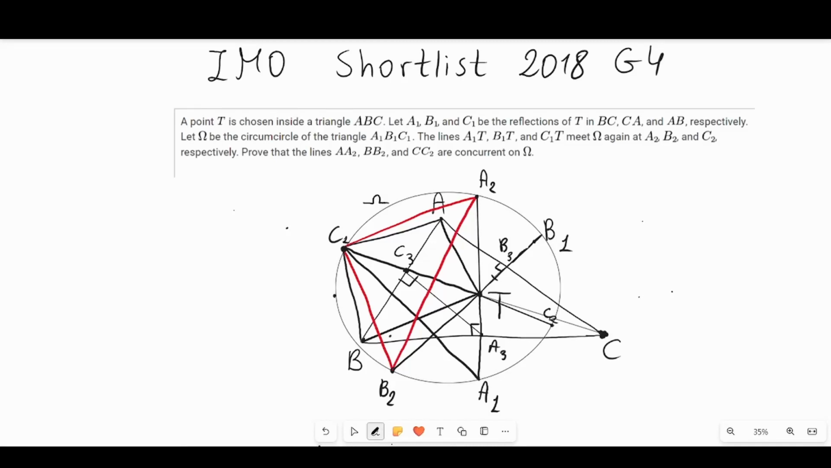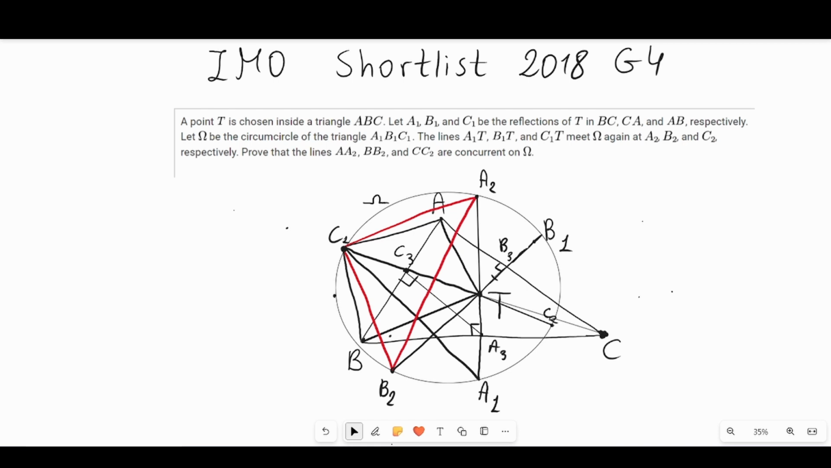Hello, today I will solve IMO Shortlist 2018 G4. This problem was given to me at my last TST and I solved it very fast, and it gave me a chance to become a member of my team and represent it at the IMO. So that's why I like this problem very much.